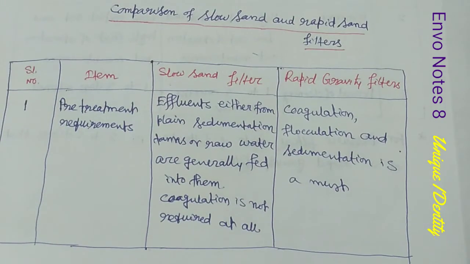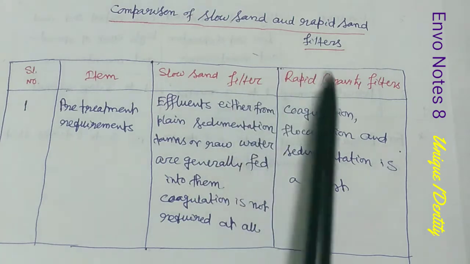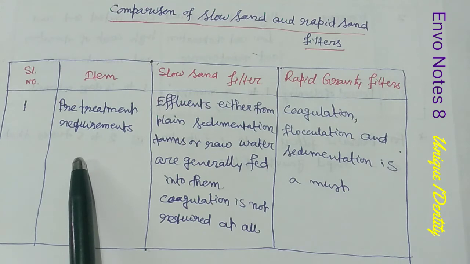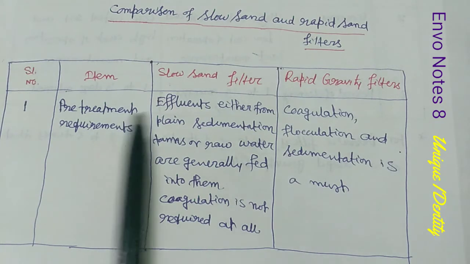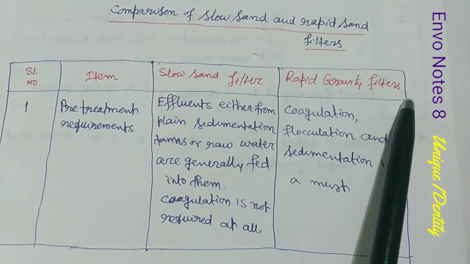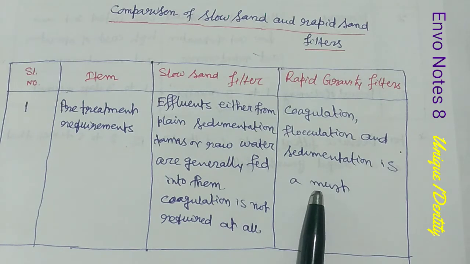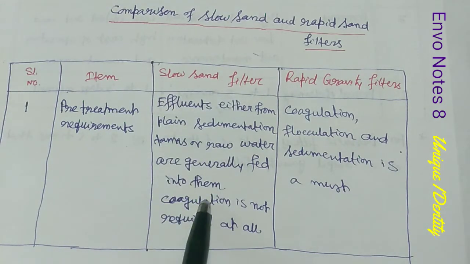Now in a gist I have made for you the main characteristics of slow sand filter and rapid sand filter. Okay, you just listen carefully and if you find it suitable then please take a note of it. Number 1, pre-treatment requirement. First I am telling you for rapid sand filter. For rapid sand filter, coagulation, flocculation and sedimentation are a must. This is the pre-treatment requirement. But for slow sand filter, coagulation is not required at all.